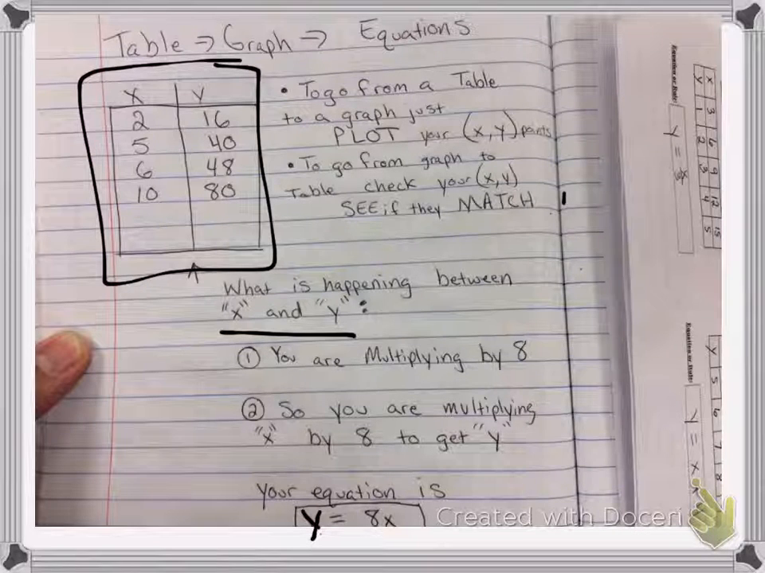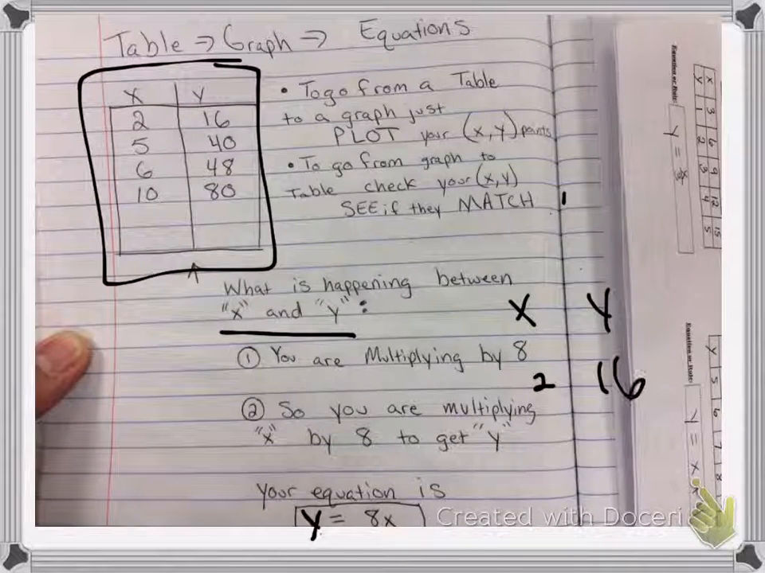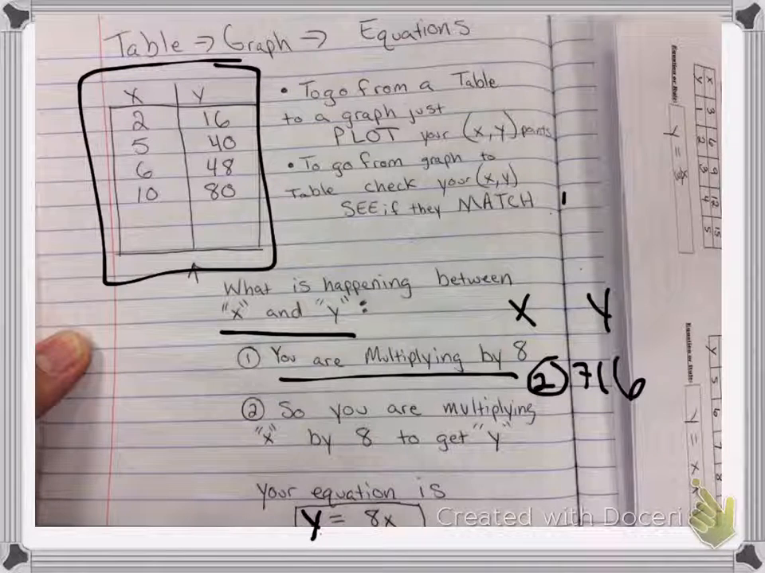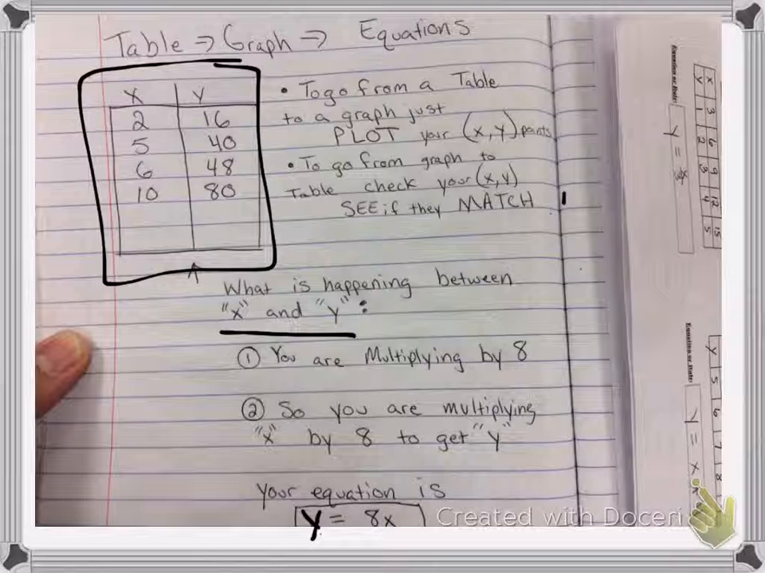What's happening between them? To go from an x of 2 to a y of 16, what happened? Well, you multiplied by 8. You can see that you're multiplying by 8 all the way down. 2 times 8 is 16. 5 times 8 is 40. 6 times 8 is 48. 10 times 8 is 80. So we know that we're multiplying by 8 all the way down.